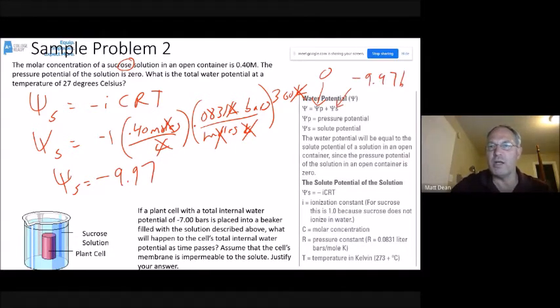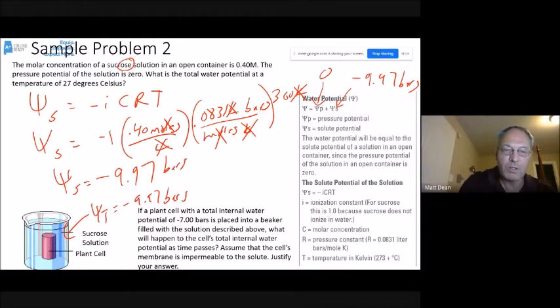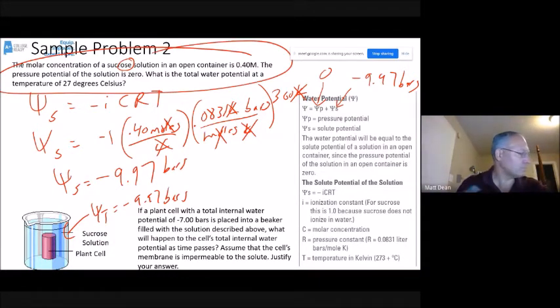And therefore we end up with a total water potential inside this beaker of -9.97 bars. So that's the answer to this part of the question. Now we move down and look at the bottom part of the question.